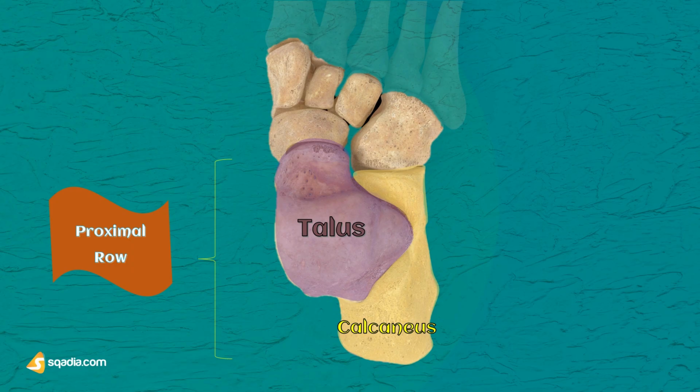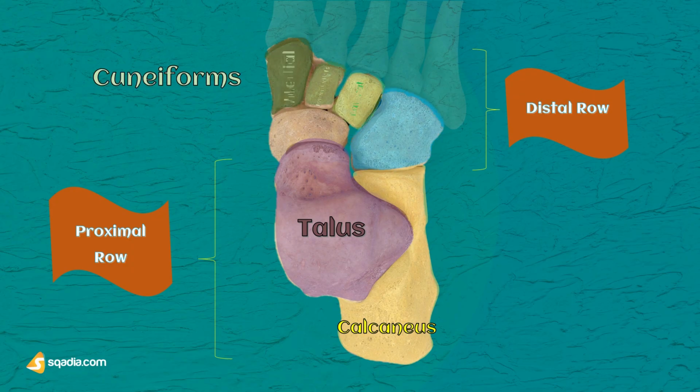The distal row contains 4 bones in total. These bones are 3 cuneiform bones, the medial, intermediate, and lateral cuneiform, as well as the cuboid bone. Another bone, the navicular, is interposed between the talus and the 3 cuneiform bones. In other words, it is interposed between the proximal and distal rows.